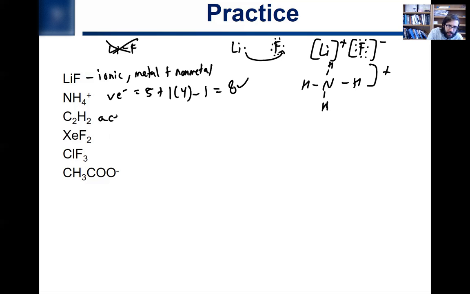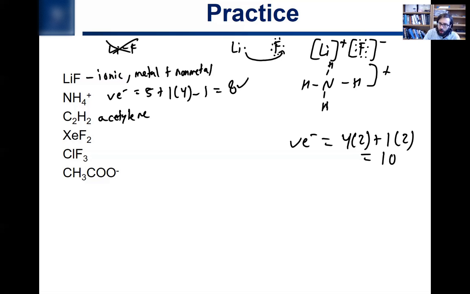Next molecule is acetylene, great for making oxyacetylene torches out of, right? They burn super hot, do welding underwater, and lots of fun stuff like that. Valence electrons. Carbon, we have 2 of them, so each of the carbons is worth 4, and then we have 2 hydrogens, each of the hydrogens equal to 1. That gets us 8 plus 2, which is 10 valence electrons.